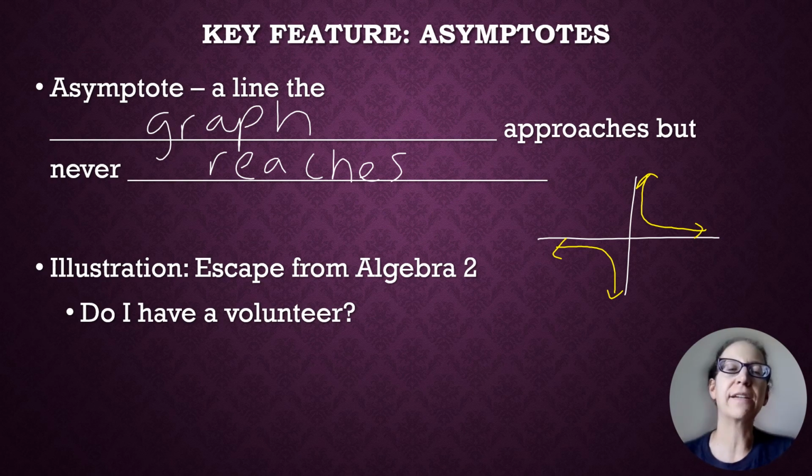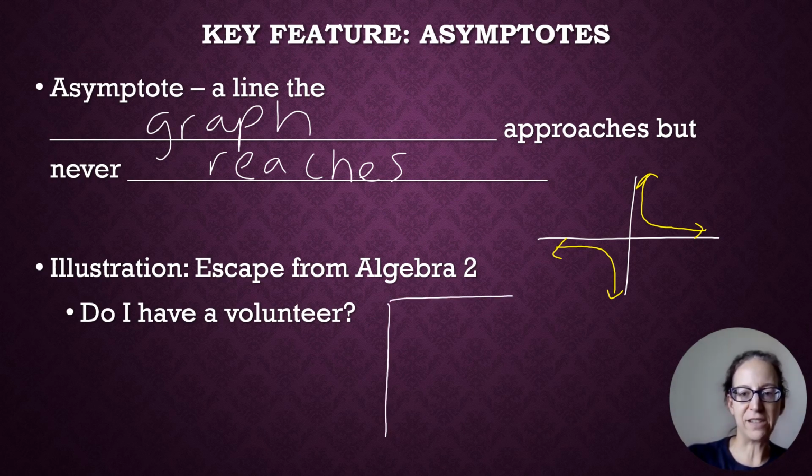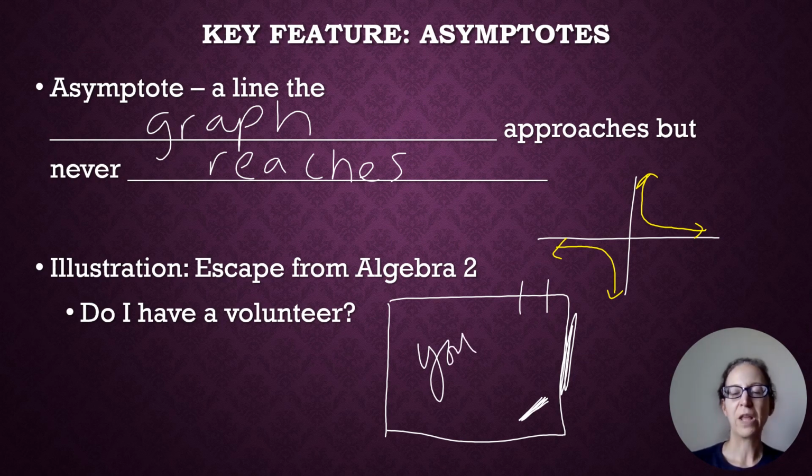Now, when I teach this in class, I have an illustration. I call it Escape from Algebra 2. And so we're like all trapped in Algebra 2 together. We want to escape. And there's the door. So now, when I do this in class, we will actually have somebody do this. But my classroom, so like here's the front of my classroom. Here's my whiteboard. Here's my desk. And here's the door, okay? And here's all of you sitting in my classroom. And so we want to escape from Algebra 2.